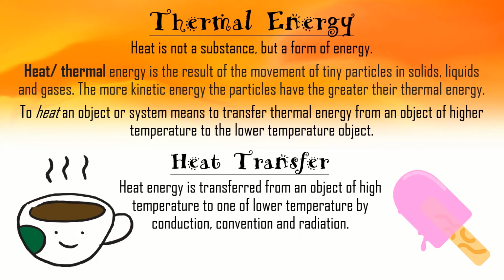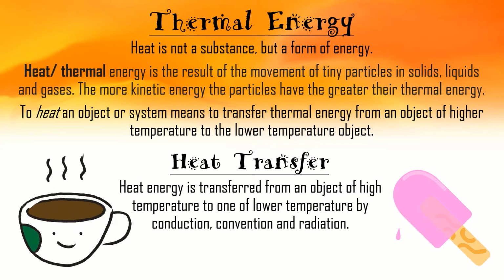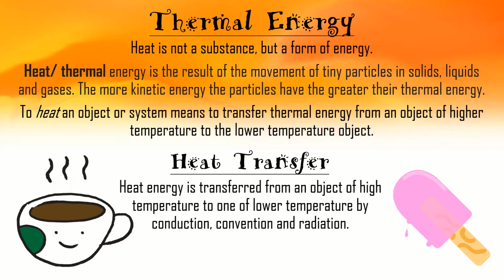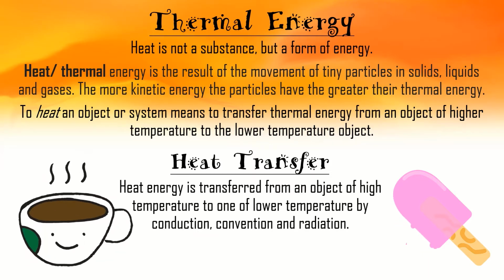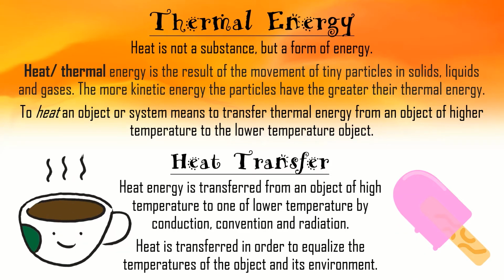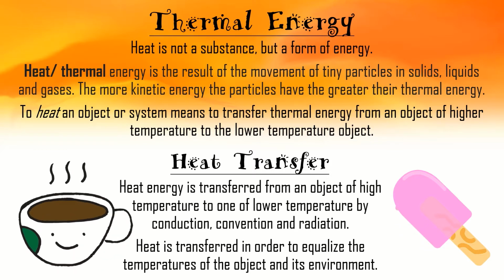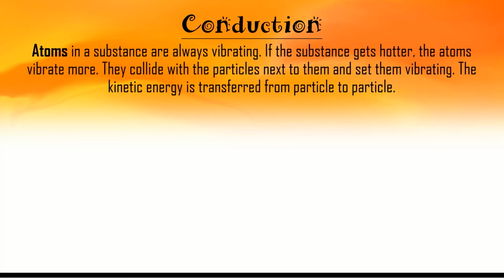How does this happen? Heat energy is transferred from an object of high temperature to one of lower temperature by conduction, convection, and radiation. And we're going to talk about each of those three in turn: conduction, then convection, then radiation. Heat is transferred in order to equalize the temperatures of the object and its surroundings, whatever environment it's in. So firstly, let's deal with conduction.